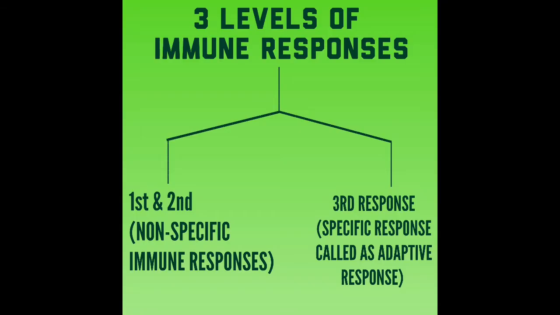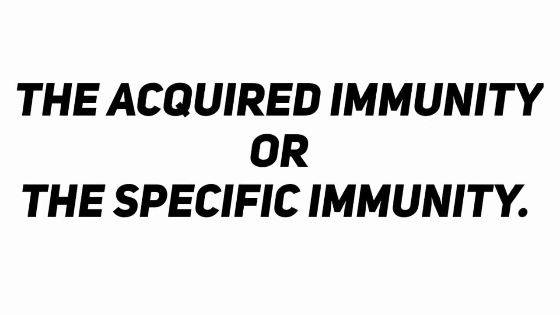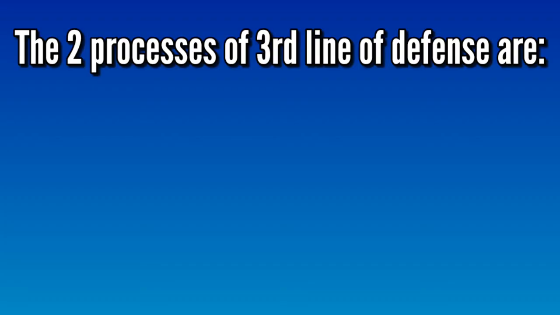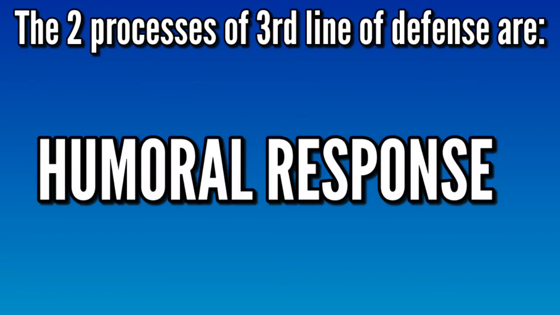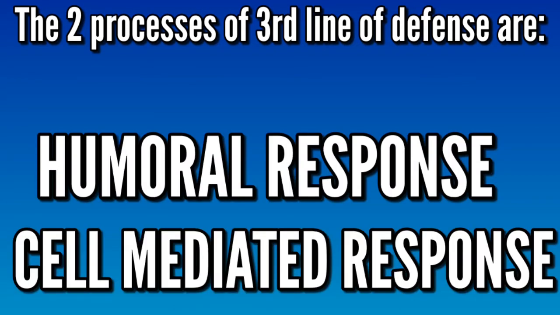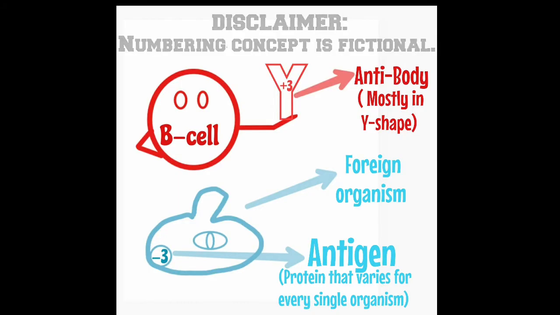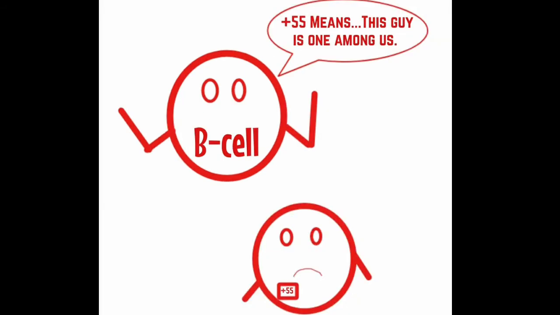Third line of defense. The last line against foreign organisms is called the adaptive immune response. Adaptive immunity is also referred to as acquired immunity or specific immunity. Here, generally 2 processes take place. They are the humoral response and the cell-mediated response. In the humoral response, B cells produce antibodies by recognizing the antigens that exist on the cell membrane. These antigens are the proteins that vary from one type of pathogen to another and also help in distinguishing the body's own cells from foreign particles.